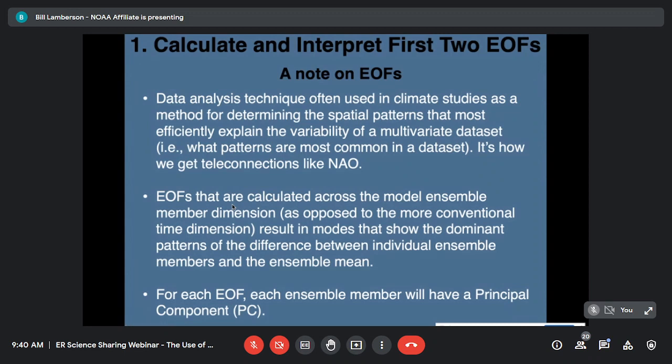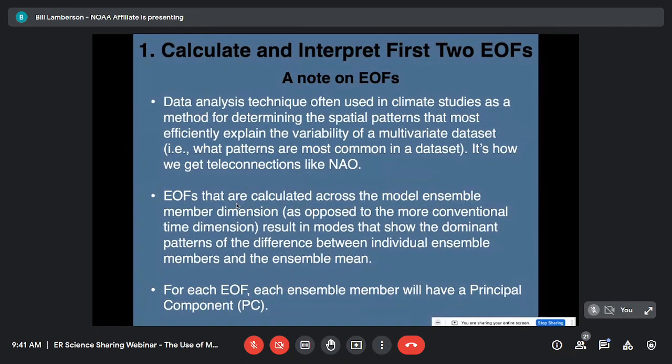All right, so step 1 is to calculate and interpret the first 2 EOFs. A note on EOFs: basically, they're a data analysis technique often used in climate studies as a method for determining the spatial patterns that most efficiently explain the variability of a multivariate data set. In other words, what patterns are most common in the data set. It's how we get teleconnections like the NAO. For example, the NAO is just the first EOF of the sea level pressure field over the North Atlantic.